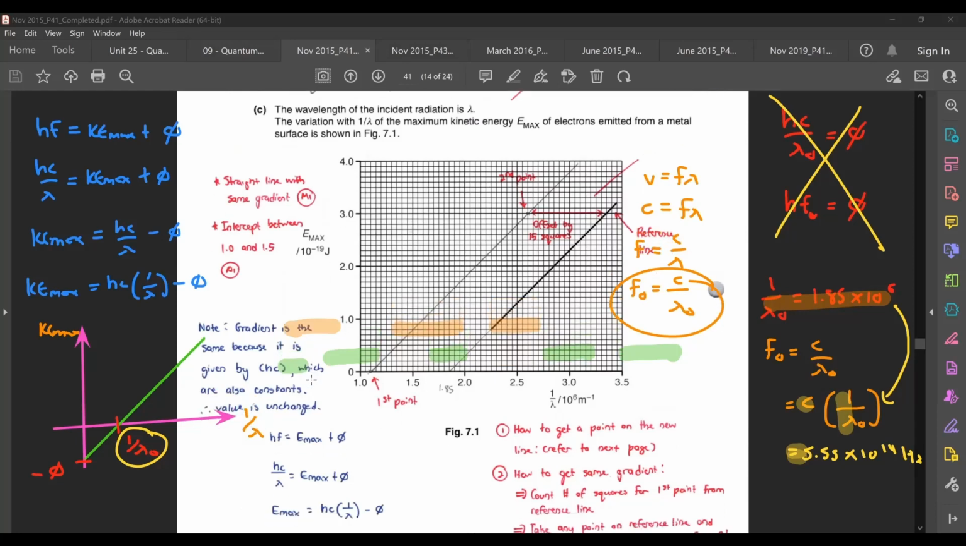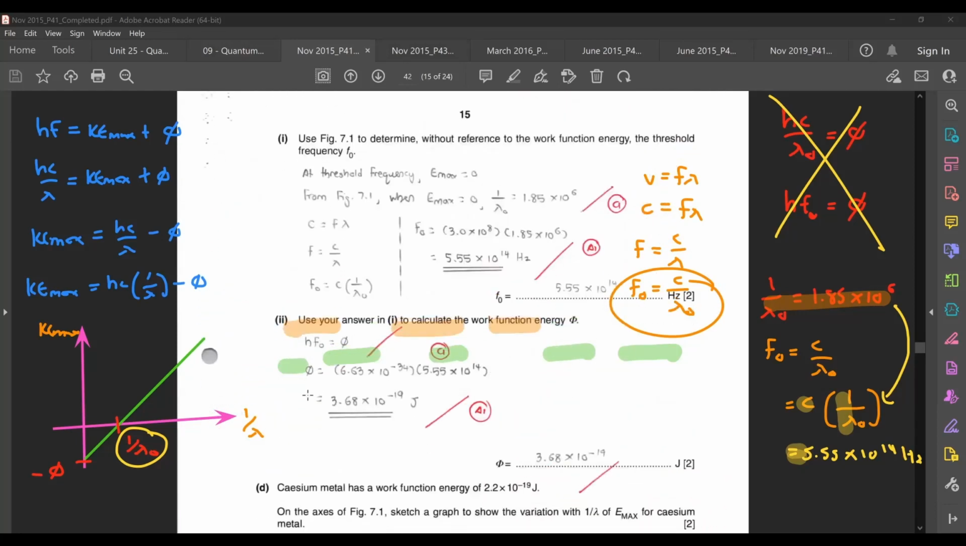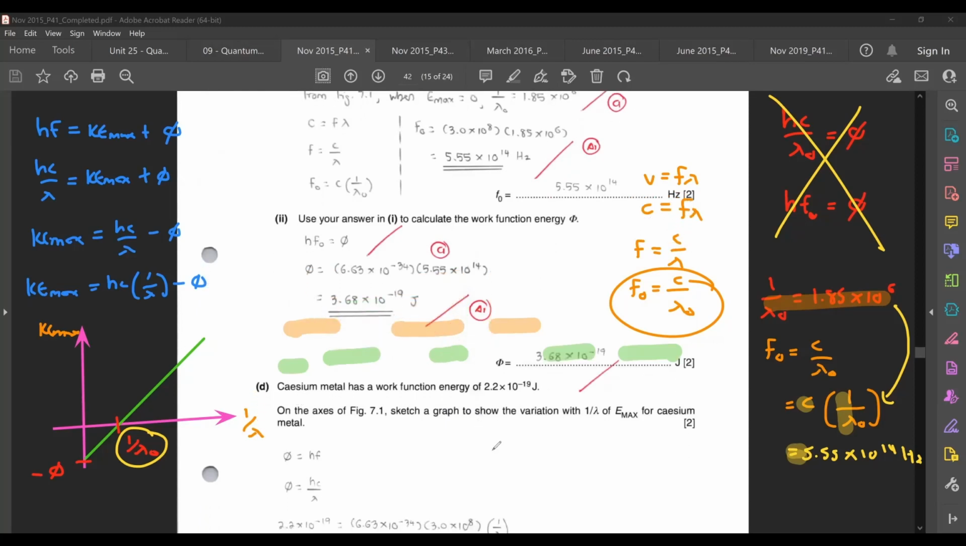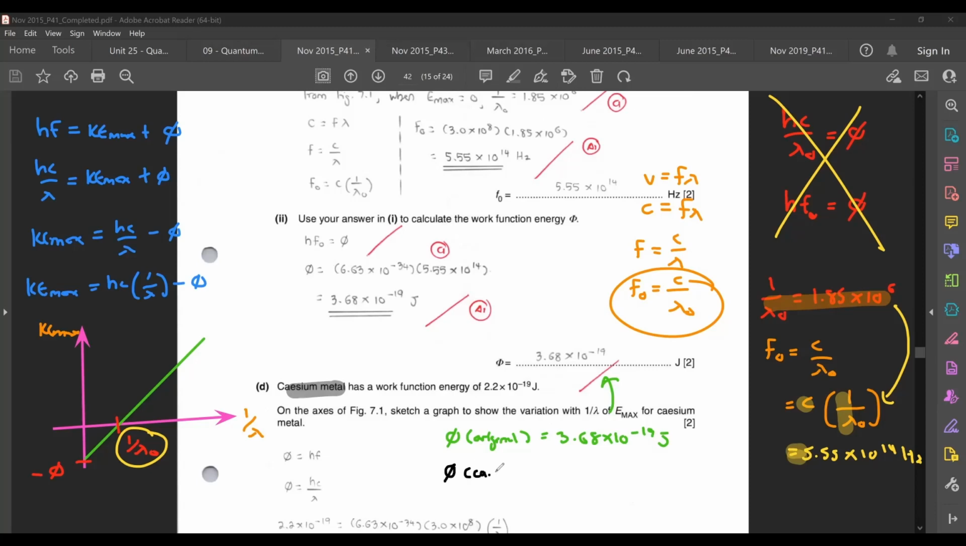Right now, what you have here is some unknown metal. They never told you what your original metal was. But the work function for the original metal is 3.68 times 10 power minus 19 joules. This is what you found above here. This is the work function energy of your original metal. Now they told you that you have another metal, cesium. So the work function energy of cesium is specifically 2.2 times 10 power minus 19 joules.